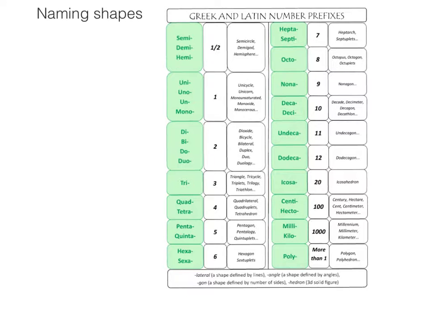This is a short presentation to support you in naming and understanding some of the properties of two-dimensional and three-dimensional shapes. The first thing to discuss is Greek and Latin number prefixes and also some suffixes that relate to shape vocabulary. If you can make children aware of the meaning of some of these prefixes and related suffixes, it will really help them and you in naming shapes.